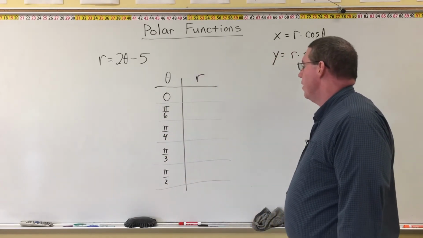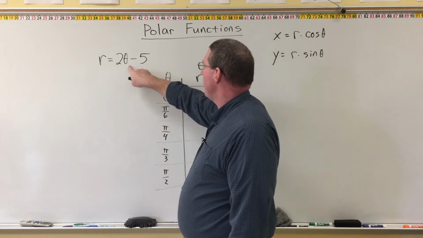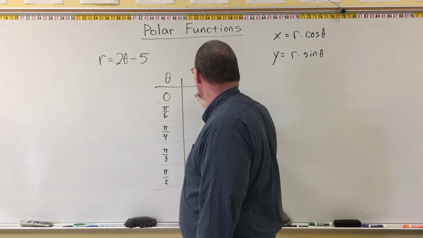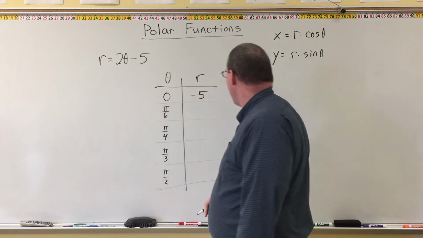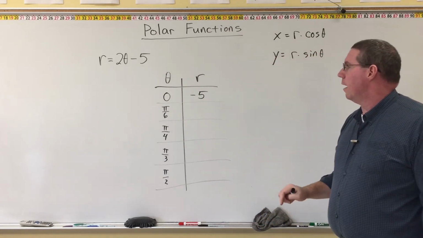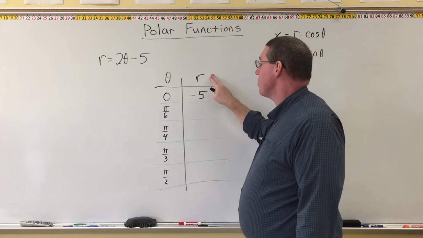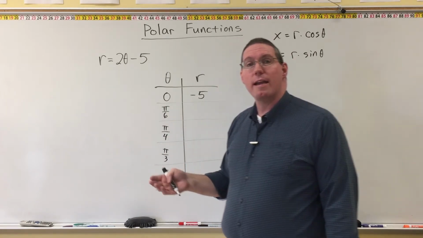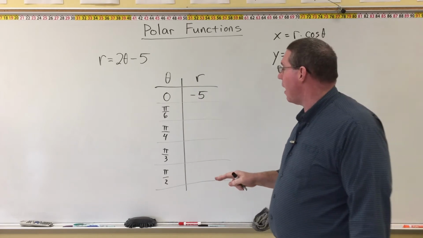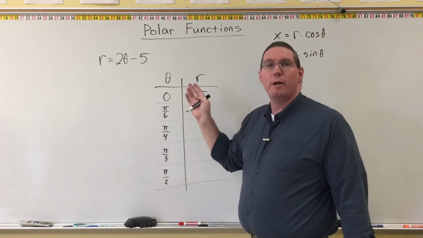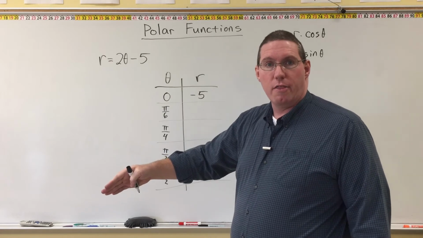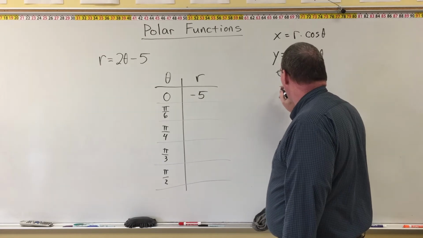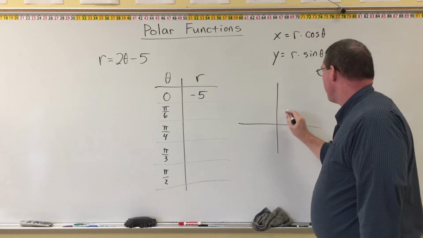So we're just going to do 5, and we're going to plug them in. We're going to put a 0 in here, and 2 times 0 is 0, and 0 minus 5 is negative 5. And do you remember me telling you previously that radiuses have to be positive, right? Well, now is a great time to introduce the idea that radiuses can actually be negative, and what that means is when they're negative, they're going to go in the opposite direction than they would have been plotted.